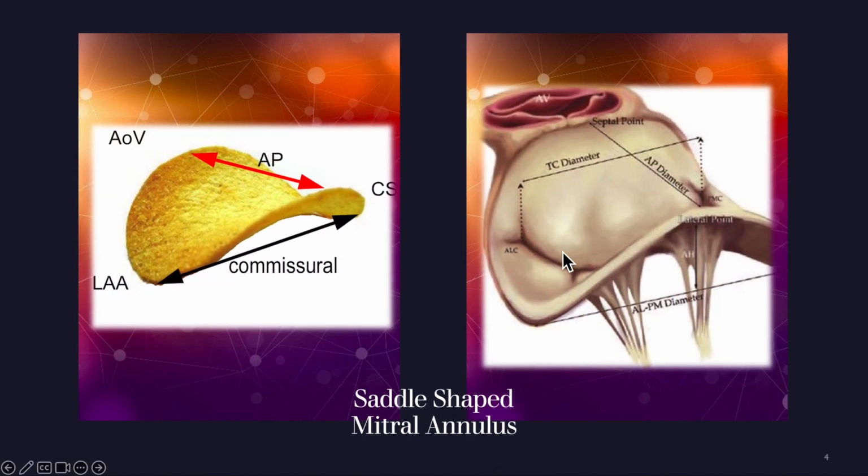Now the mitral valve is a very complex structure. It is designed like a saddle on a horse. This saddle-shaped mitral valve has a very special purpose. It is like a saddle, anteroposterior and lateral. You can see the concavity which goes like this and a concavity which goes like this.